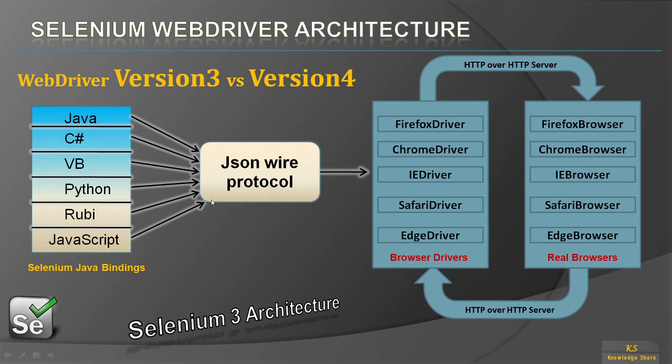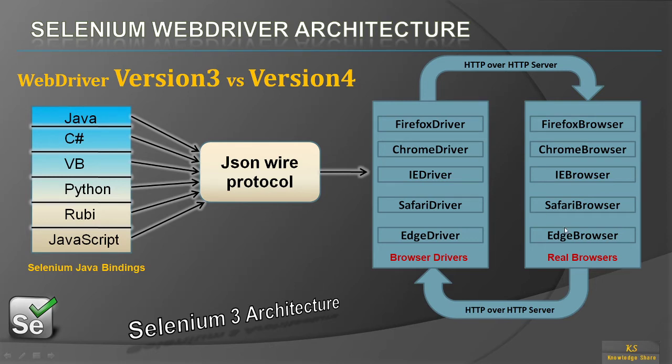That interface is nothing but a JSON wire protocol, which will take the request from your program and then communicate with the driver. Again, for each browser there is a separate driver. For Firefox you have a Gecko driver, for Chrome you have a Chrome driver, for Internet Explorer you have an Internet Explorer driver. So all these drivers are present separately. Now this JSON wire protocol will take the request from your program and communicate with the driver. Then this driver will send the request to your browser over an HTTP server, and then requests are sent and responses are received on your browsers.